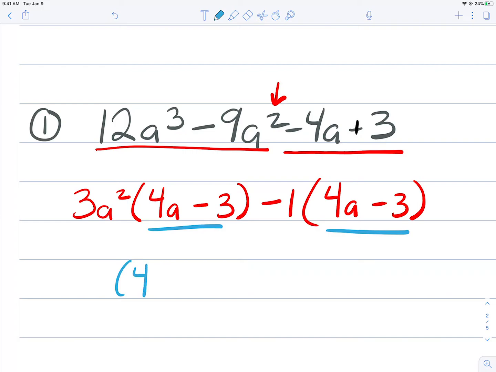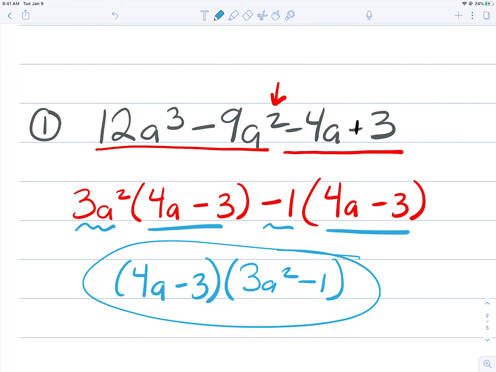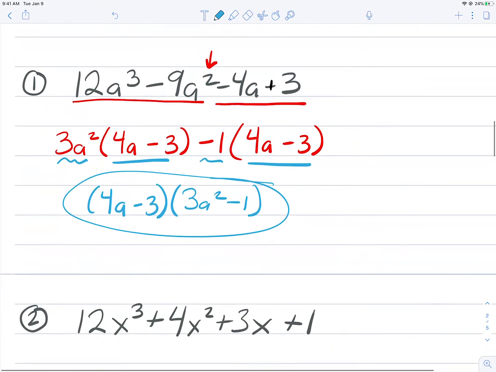So that's part of our answer. Part of our answer is that matching set of parentheses. In the second set of parentheses, I'm going to collect my GCFs. So I have a 3a squared and I have a negative 1. And that is your factored answer. Okay, let's try another one.